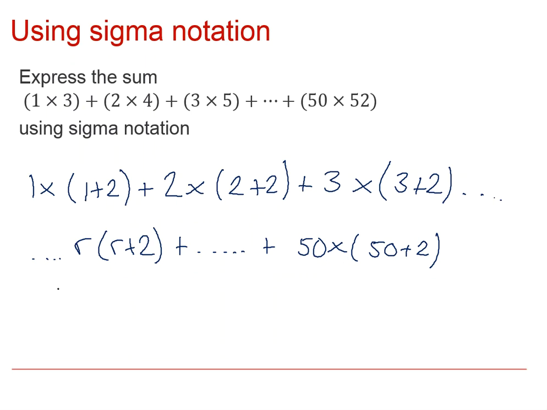So if we want to write this now using sigma notation, we've got the sum from r is 1 all the way up to 50, and the expression we're putting that into is r times r plus 2.